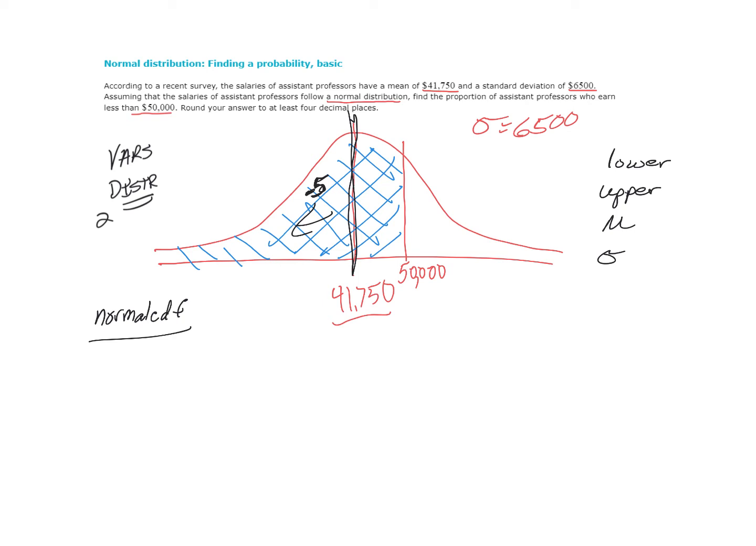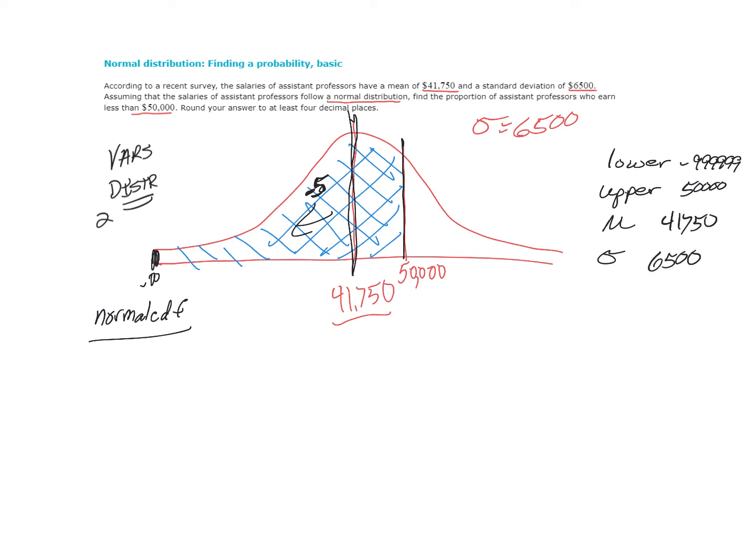Looking at my picture, my lower bound is actually negative infinity out here. I don't have a way of typing in negative infinity for the lower bound, so I'm just going to type in negative and a bunch of, maybe 6 or 7 nines. I want a really low number there. My upper bound is 50,000. The mean is 41,750 and the standard deviation is 6,500.